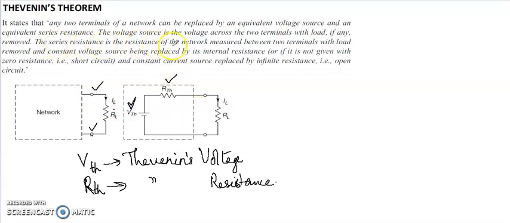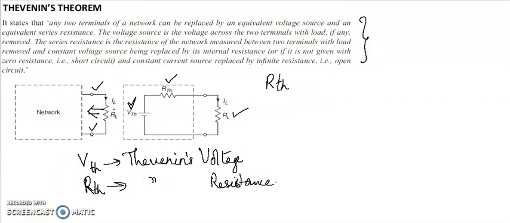The series resistance is the resistance of the network measured between the two terminals with the load removed, and constant voltage sources being replaced by their internal resistance and constant current sources being replaced by infinite resistance. That is, we can find RTH by removing the load resistance and then seeing from this direction we can find the effective resistance, but by shorting the voltage sources and by opening the current sources. This is the explanation of Thevenin's theorem.